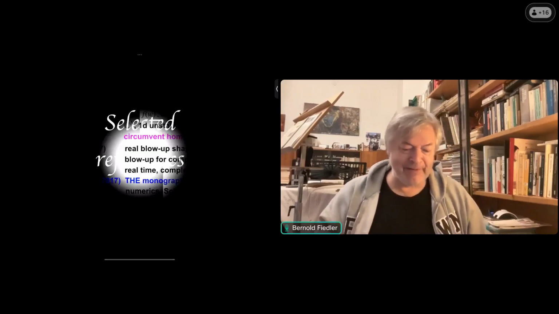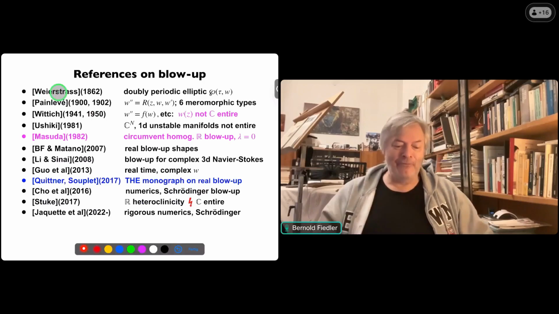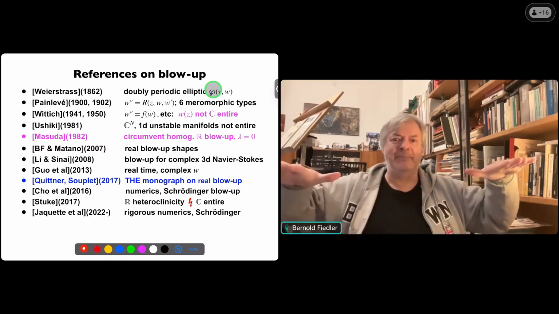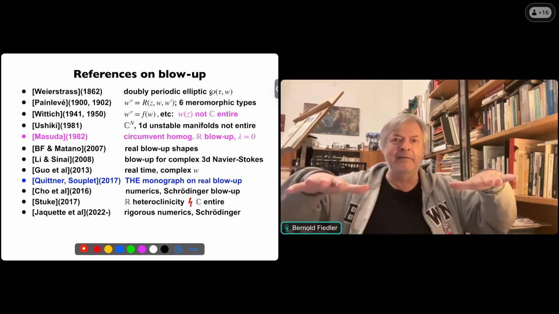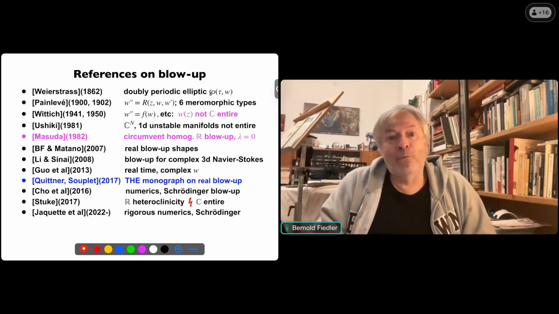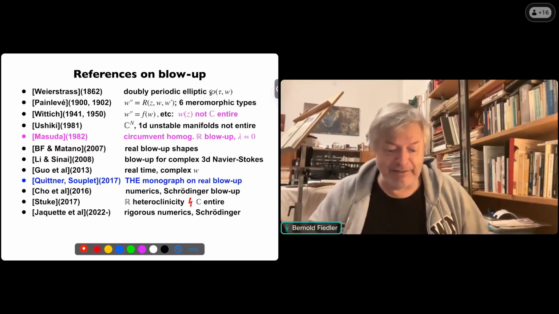So here are a few references. Of course, in the ODE setting, Weierstrass triumphed by understanding that elliptic integrals, more precisely the inverse functions of elliptic integrals, were doubly periodic functions called elliptic functions, Weierstrass elliptic function. And they necessarily have to be meromorphic because if a function is doubly periodic in the complex plane and entire, then it is bounded, the fundamental domain is compact, and therefore it would have to be constant. Constant solutions are not interesting.